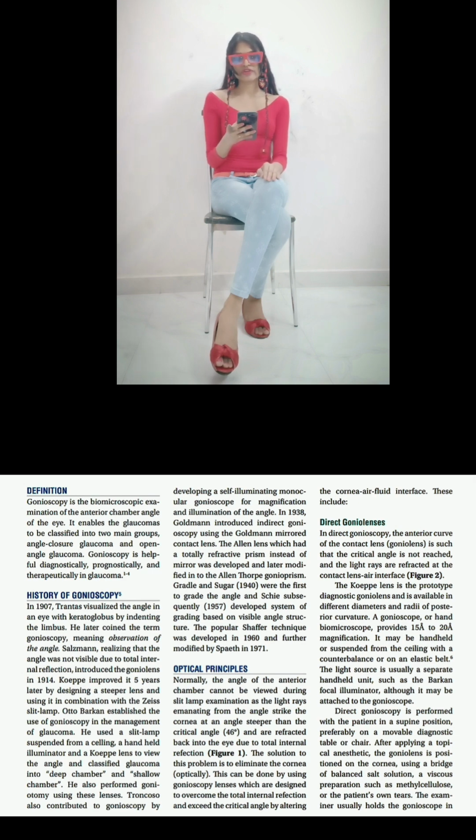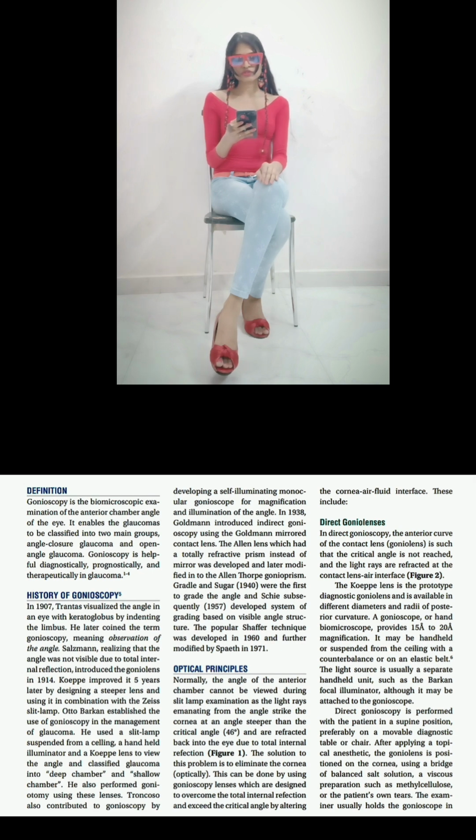These include direct gonio lenses. In direct gonioscopy, the anterior curve of the contact lens, the gonio lens, is such that the critical angle is not reached, meaning it is steeper than the anterior surface of the cornea, and the light rays are refracted at the contact lens-air interface. The Koeppe lens is the prototype diagnostic gonio lens and is available in different diameters and radii of posterior curvature. A gonioscope or handheld biomicroscope provides 15x to 20x magnification. It may be handheld or suspended from the ceiling with a counterbalance or on an elastic belt.